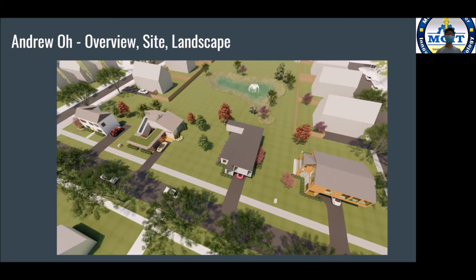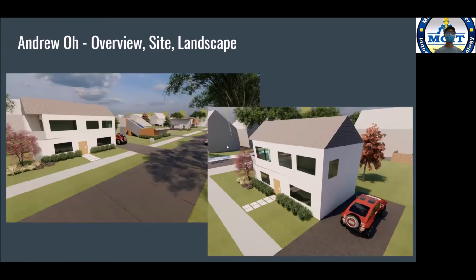Once we chose where our neighborhood would be located, we divided the space into individual lots and placed our houses in. And this is my house in our neighborhood.